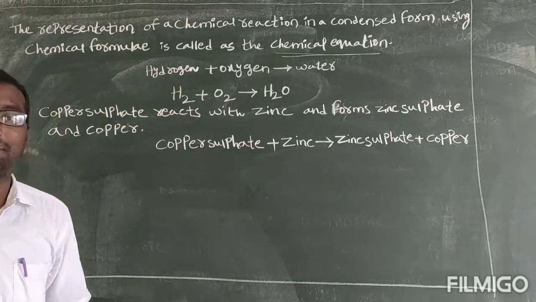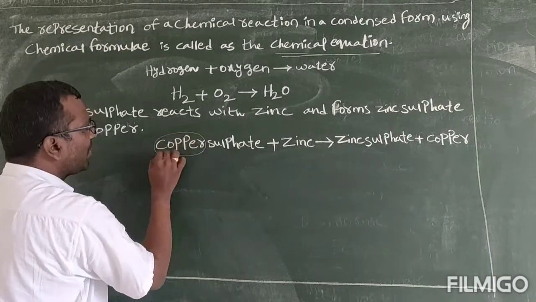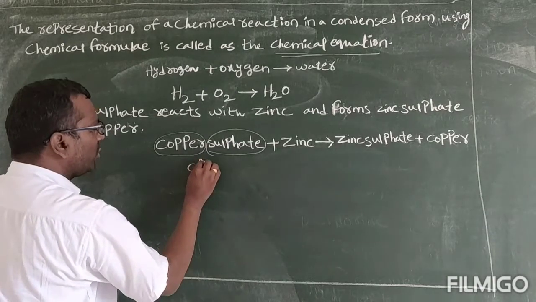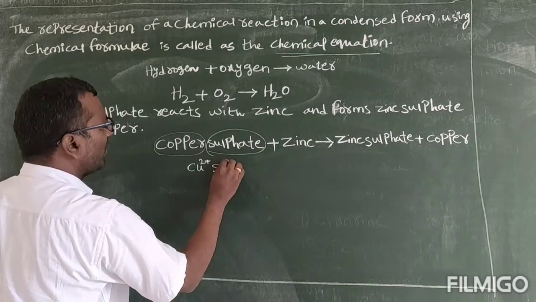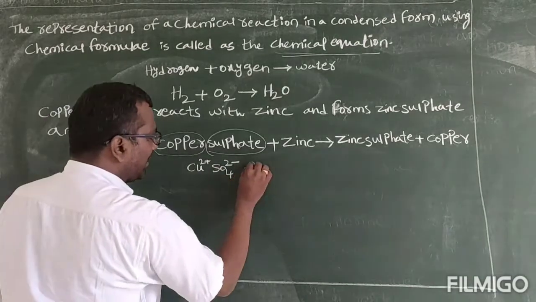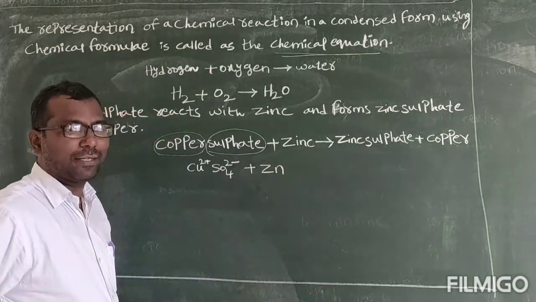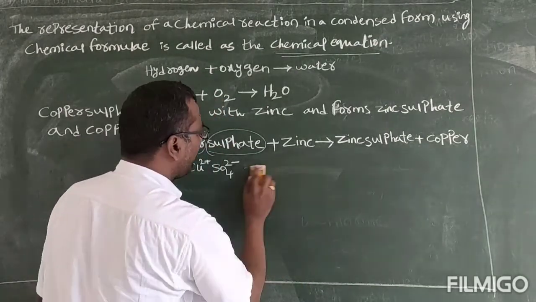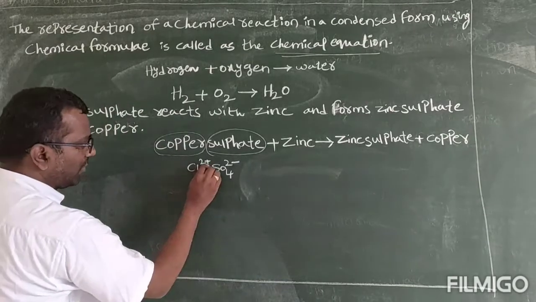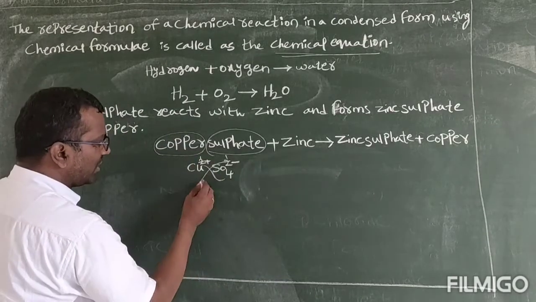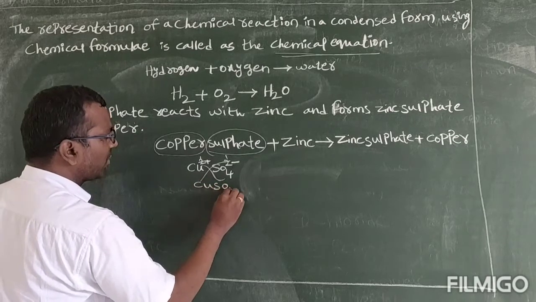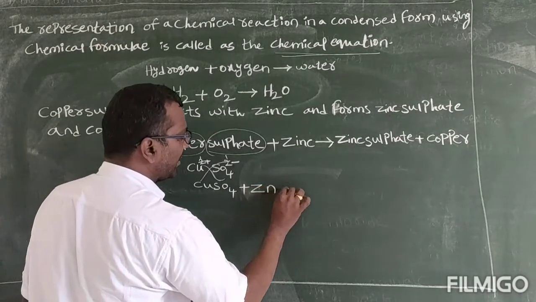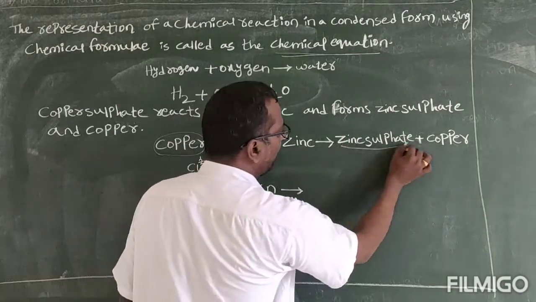Now we can write the chemical equation. So in this, what is there? Copper and sulfate ions are there. So copper Cu2+ and SO4 2-, plus zinc Zn gives rise to. Okay. Before that, we will write the formula clearly. So by criss-cross method, 2 ones are 2 ones are, you will get CuSO4. Okay. Copper sulfate is CuSO4 and zinc is Zn gives rise to zinc sulfate.